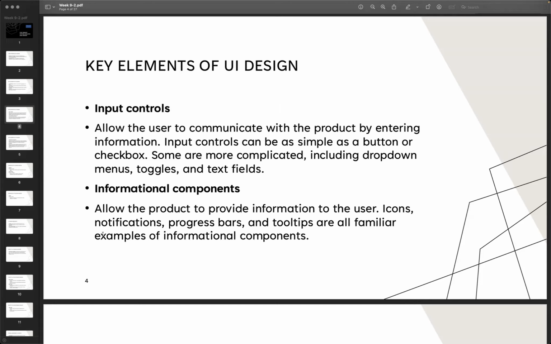And more about, let's say, the input controls. They allow the user to communicate with the product when entering information. Those input controls can be simple, just a button or a checkbox, or sometimes more complicated, like the drop-down menu or the text field. So all this will be the input. Okay. Then we have some informational components.